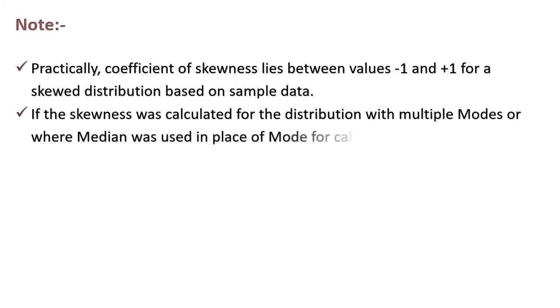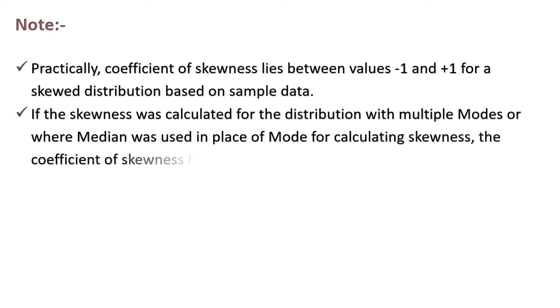Now if we are finding skewness for a distribution with multiple modes, or where median was used in place of mode, the alternate formula I'm talking about, the coefficient of skewness lies between -3 and +3. Because when we use median in place of mode, we use the formula 3 times mean minus median, so naturally the range becomes 3 times greater than usual. So the ranges here are -3 and +3 for the alternate formula.